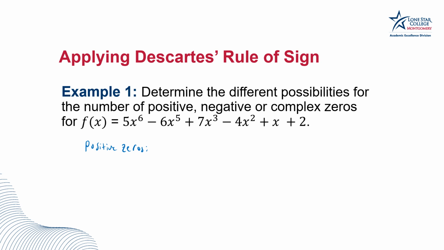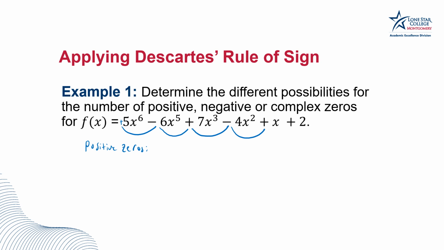If we look at our leading term here, it's a positive 5. To go from positive to negative, that's one sign change. From negative 6x to the 5th to positive 7x to the 3rd, that's another sign change. From positive 7x to the 3rd to negative 4x to the 2nd, it's another sign change. And finally, negative 4x to the 2nd to positive x is another sign change. Between x and 2, they're both positive, so there would not be a sign change.